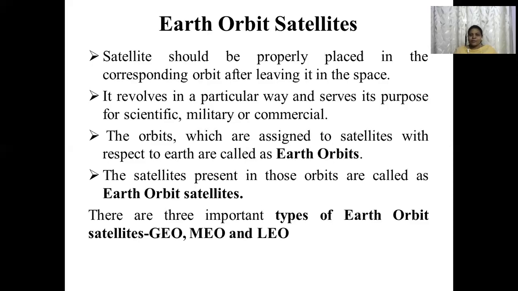The satellite should be properly placed in the corresponding orbit after leaving it in space. Now, it revolves in a particular way and serves its purpose for scientific, military, or commercial applications. The orbits which are assigned to satellites with respect to the Earth are called Earth orbits. And the satellites present in those orbits are called Earth orbit satellites. There are three important types of Earth orbit satellites. First one is GEO, then MEO, and lastly LEO.